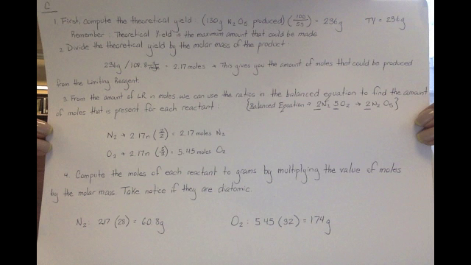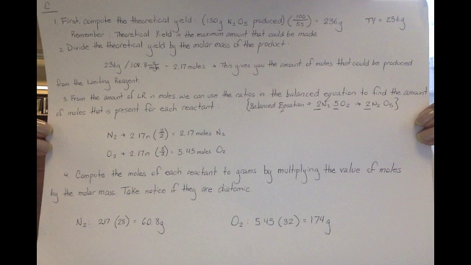The third step is to find the amount of moles that is present for each reactant. Using the balanced equation for a ratio, we multiply 2.17 moles by the ratio of 2/2. We find the number of nitrogen that initially reacts to be 2.17 moles. By multiplying 2.17 moles by the ratio 5/2, we find that we initially need 5.45 moles of oxygen to react.